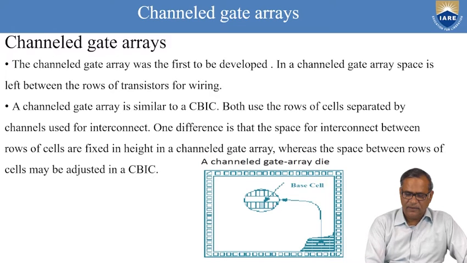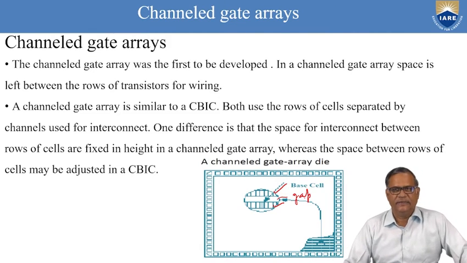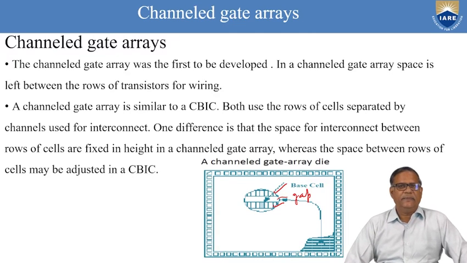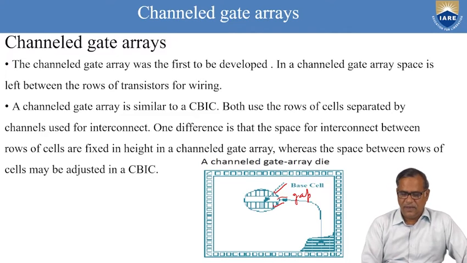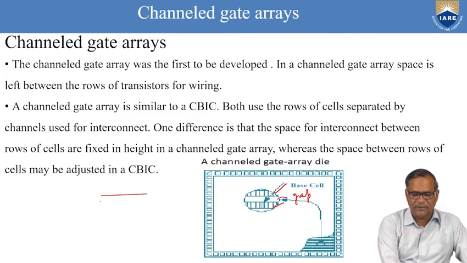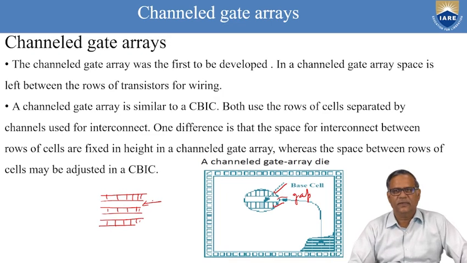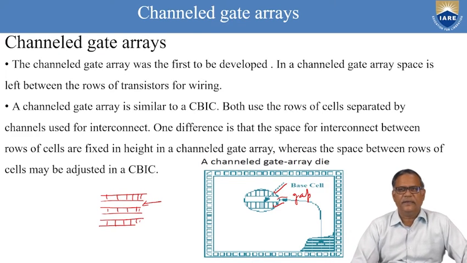So here you see this is an array of cells, this is an array of cells, and this is a gap, and this gap is used for interconnect. So the difference is that the interconnect between rows of cells is fixed in height in a channeled gate array. So when you have several channels like this, this is an array, this is another array of logic cells, this is another array of logic cells. So this gap is fixed between the channels, and this is used for interconnection.